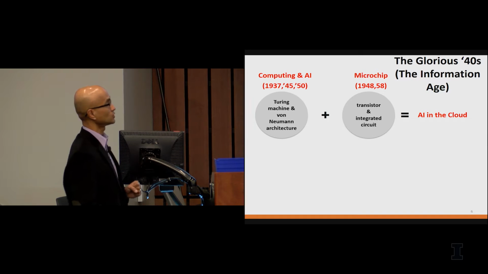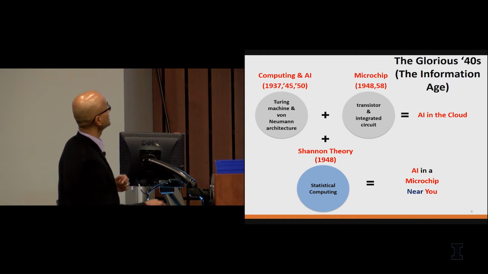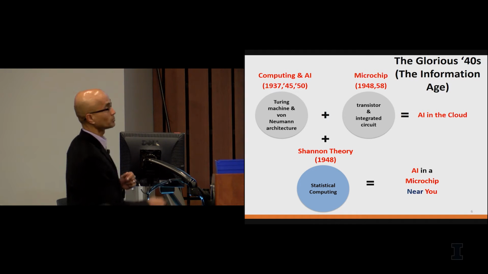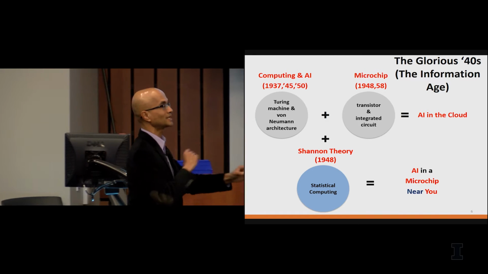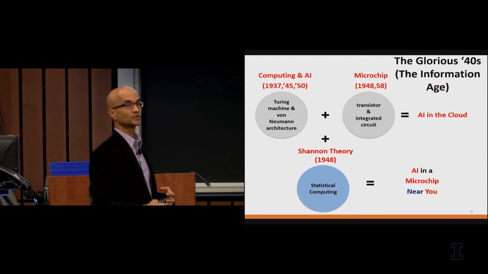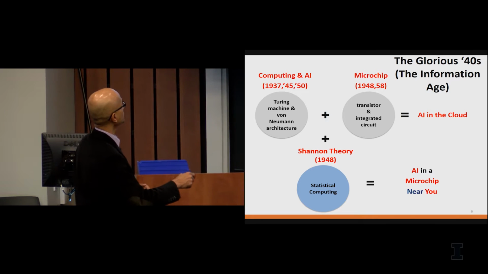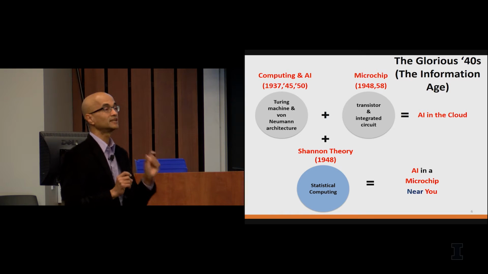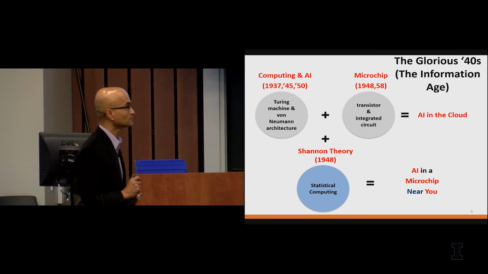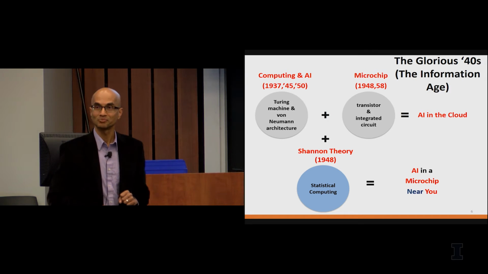There's a third major innovation that most people may not know about, and that is Shannon's theory of communication. Now, Shannon theory was used only for communicating data, not for computation. So in our group, in our research, we used Shannon theory for the purposes of reducing energy consumption in computing. And so this innovation is what enables us to bring AI in a microchip near you.